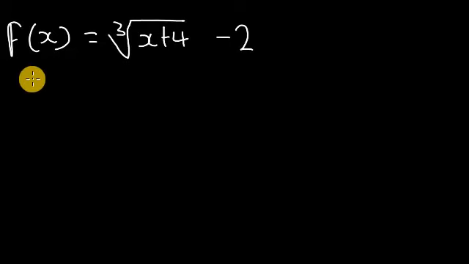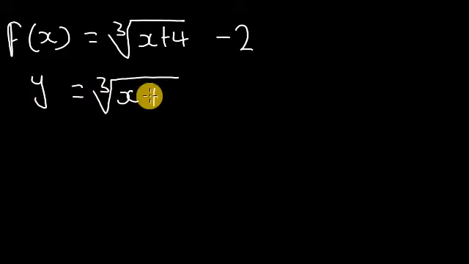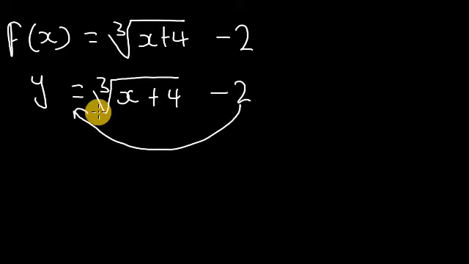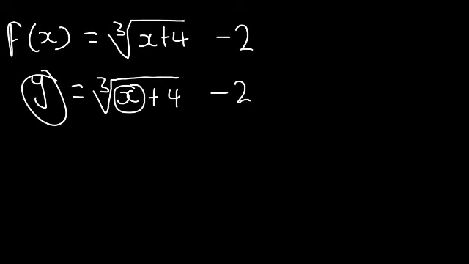So unlike before, I will replace f of x with y. Then I'm going to rewrite the expression back. So I have the cube root of x plus 4, then minus 2. What I'm going to do next is add 2 to both sides, or I should bring this negative 2 to the other side. But before then, let me switch x and y. So I'm going to switch the position of x and y respectively.